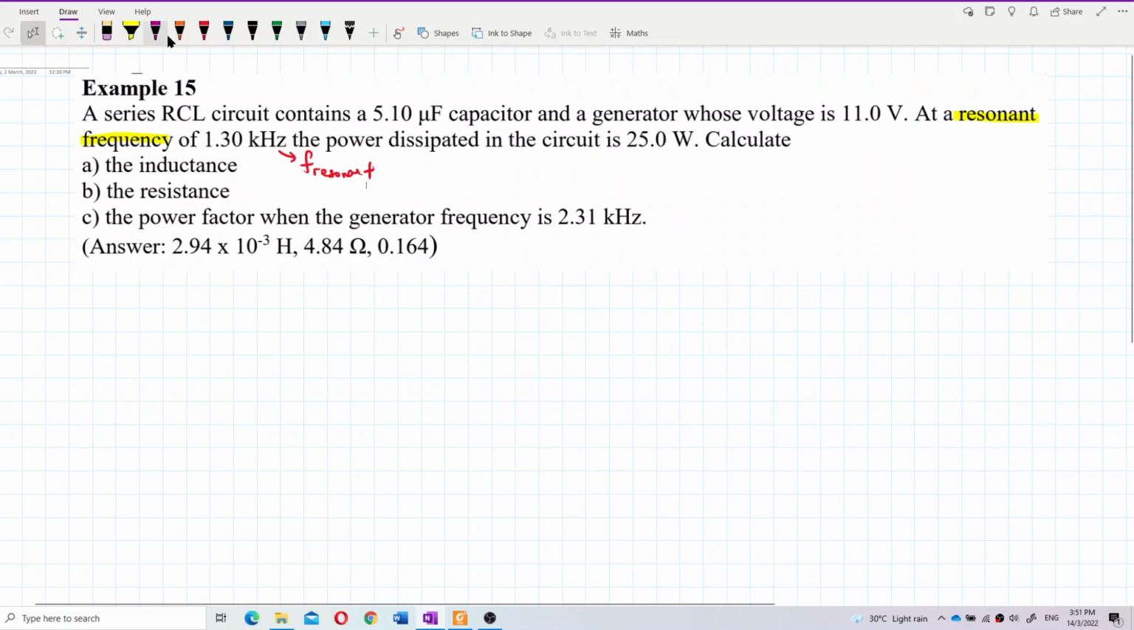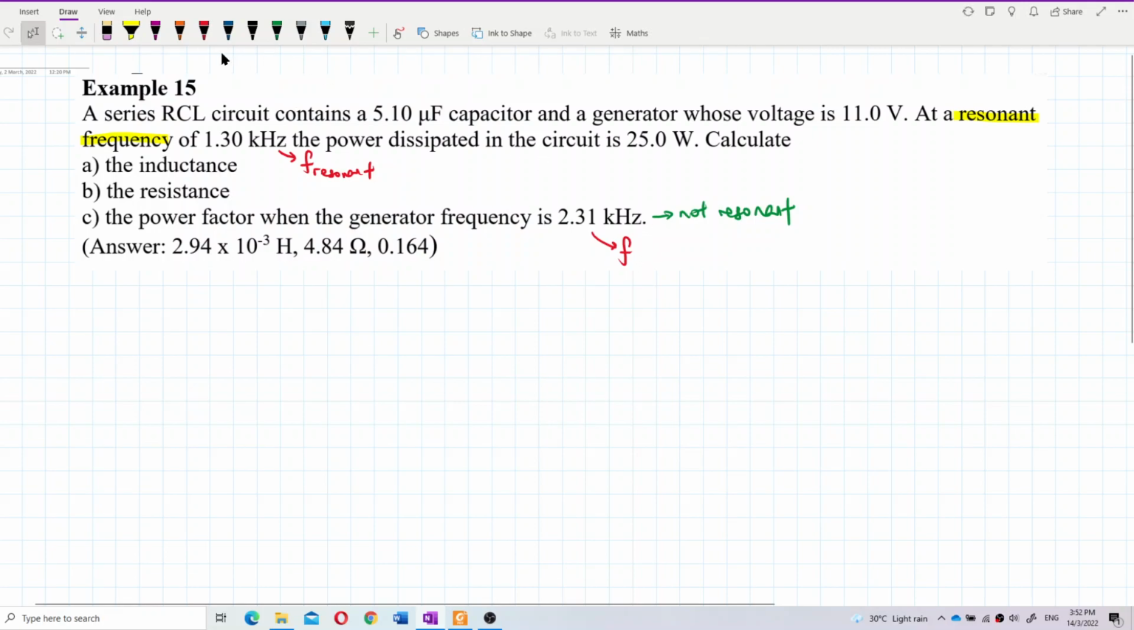So you have two types of frequency here. One is 1.3 and the other is 2.31 kilohertz. This one is just a normal frequency, not the resonant frequency. For part C it is not resonant. The question itself is in resonance, but for part C it is not resonant. This is another frequency already.